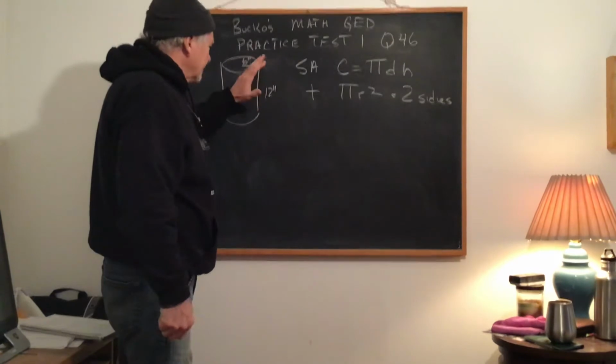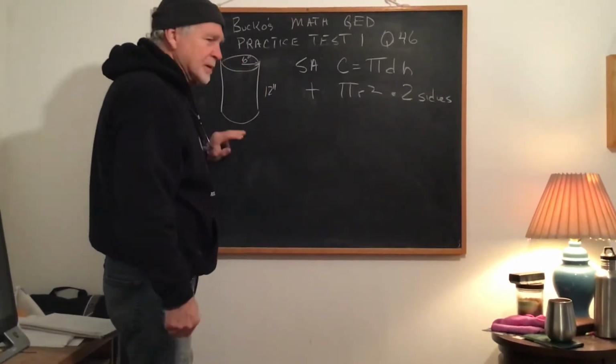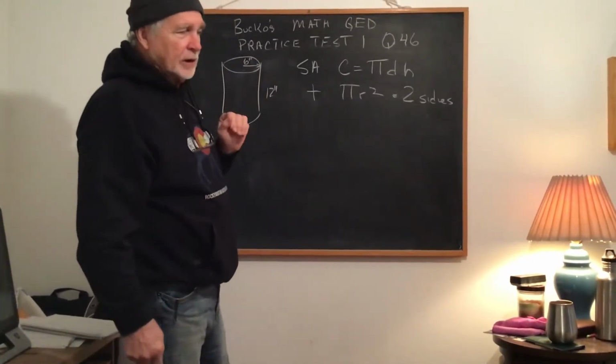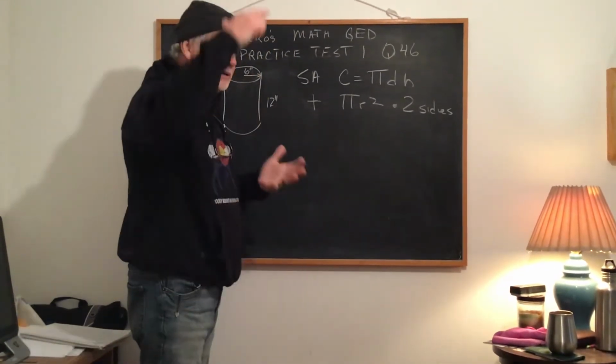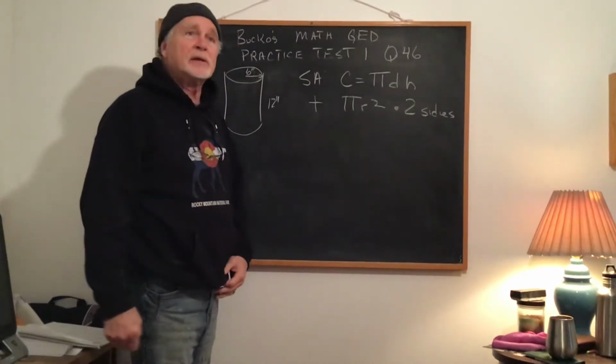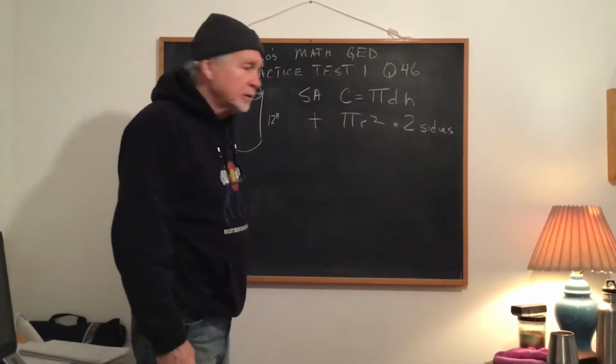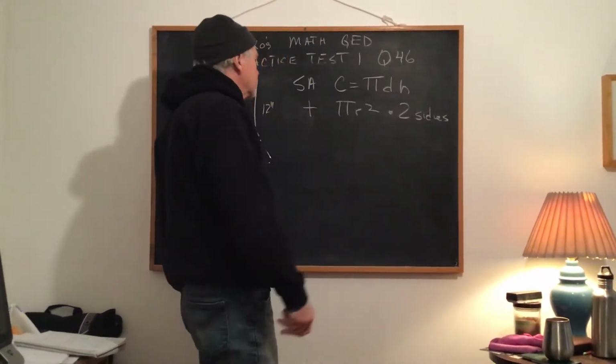So we're going to have to do the wrapper and then the top and the bottom. Imagine you're going to have to paint a big cylinder, like a silo or something, and you were trying to figure out how much paint you would need. You would have to do the surface area, and this would come in handy.